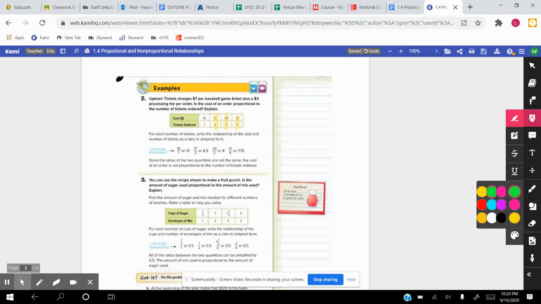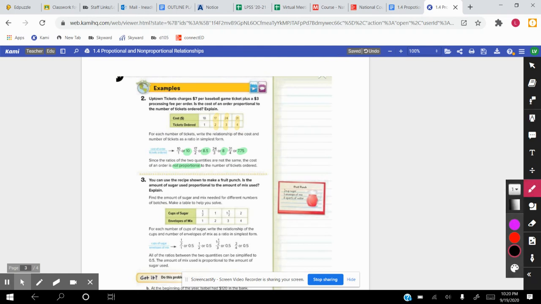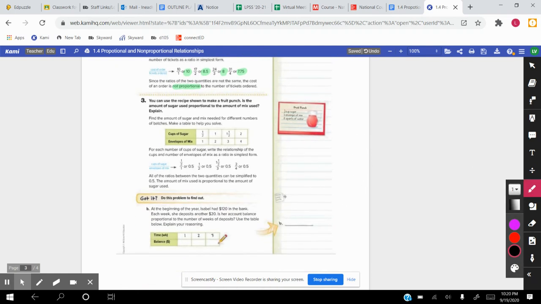If you take a look at all of the reduced fractions, none of these ratios equal the same. So since the ratios of the two quantities are not the same, the cost of the order is not proportional to the number of tickets ordered. So let's take a peek at the next one. Example 3.